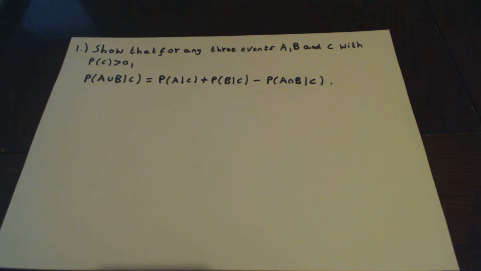Okay, so we've been asked to show that for any three events A, B and C, with the probability of C being greater than 0, the probability of A union B given C is equal to the probability of A given C plus B given C minus the probability of A intersection B given C. Obviously, do pause the video and attempt the question if you can, and see how far you get. It's not a particularly difficult question. It's just a couple of things you have to remember. And that's fine to just look at the end of the video to see what the answer was. But I'm going to go from the left hand side to prove this.